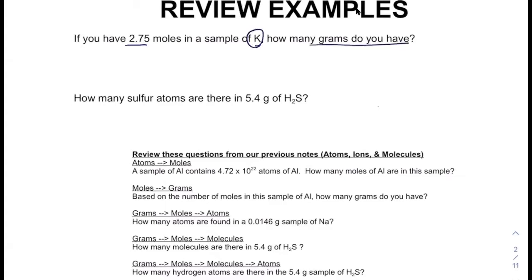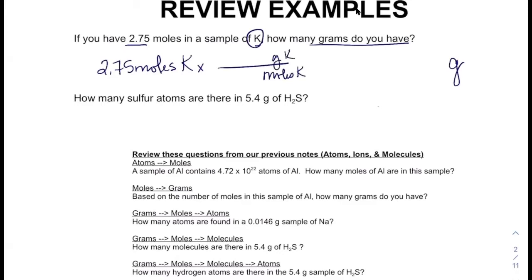So remember, we're going to write over here that we're looking for grams. And over here, what we are given is 2.75 moles of potassium. The value that we know is the molar mass. Molar mass is the conversion factor we will use to go from grams to moles or from moles to grams. We want to put moles on the bottom, so we want moles of potassium on the bottom, and then we want grams of potassium on the top.